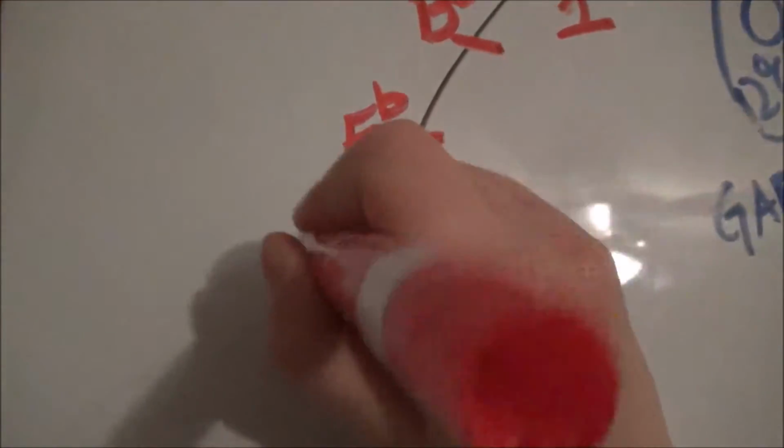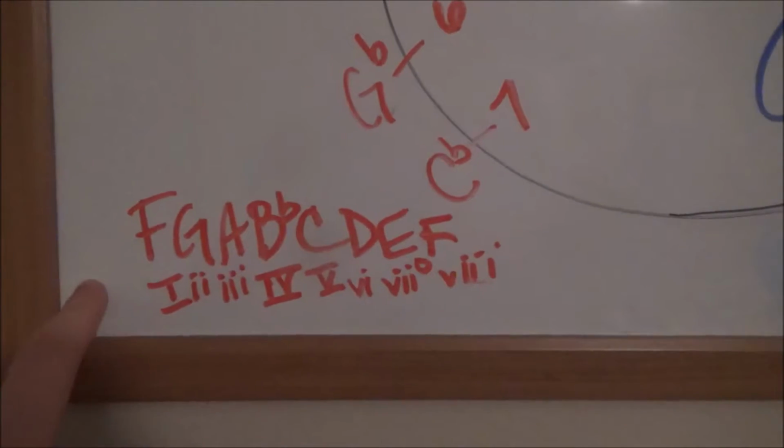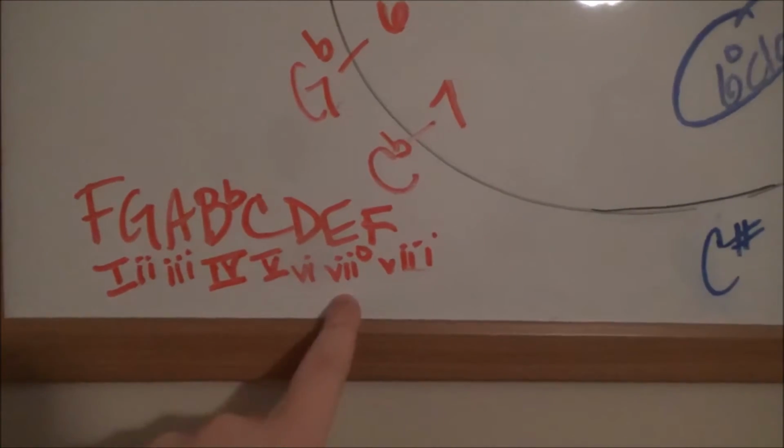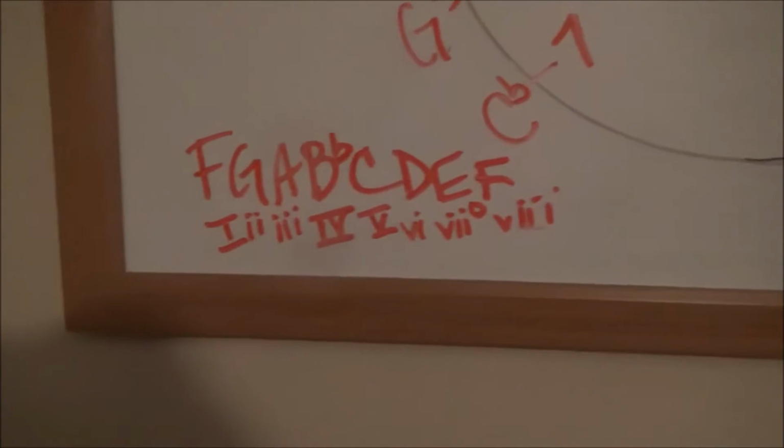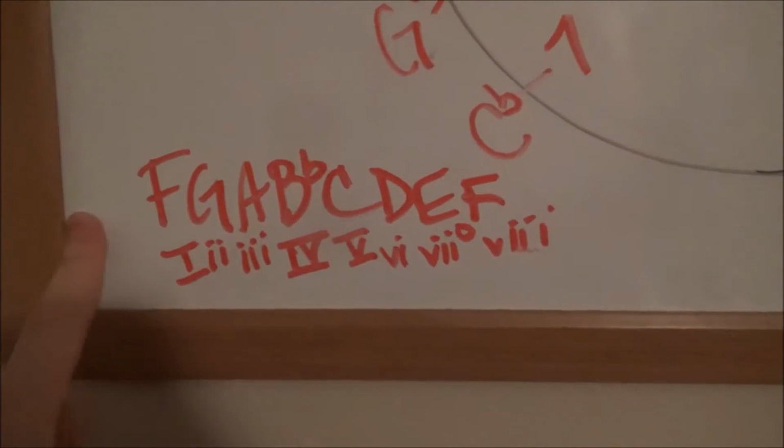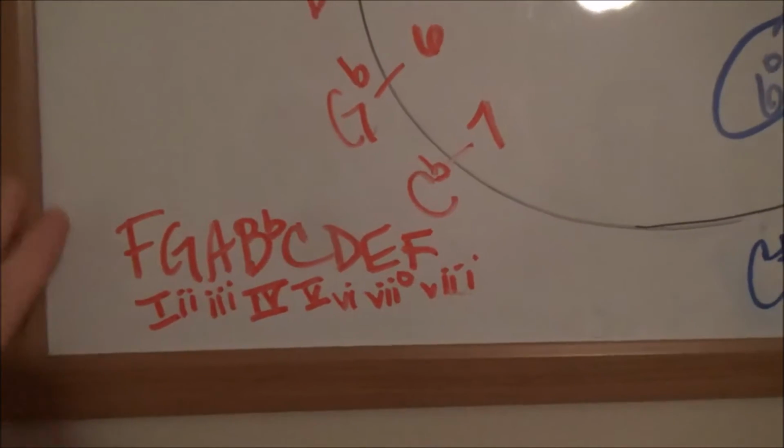4 steps away from F, B flat. And then 4 steps away from B flat is E, and then A flat, D flat, G flat, and finally our C flat. So I wrote out the F major scale just to make it easier to know how many steps away your next note is going to be in the circle of fourths.